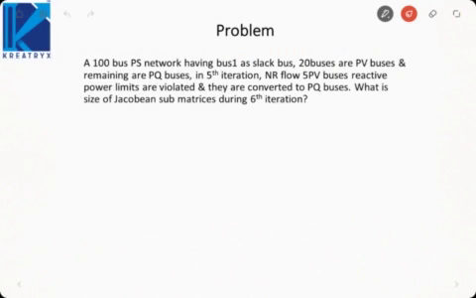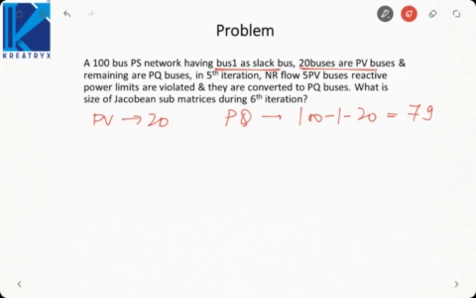Now let us take an example. It is saying a 100 bus power system network has bus 1 as the slack bus. Okay, then we are left with 99 buses, out of which 20 are PV buses. So PV are 20 and remaining are PQ. Then PQ will be how much? 100 minus 1 minus 20, that is 79.